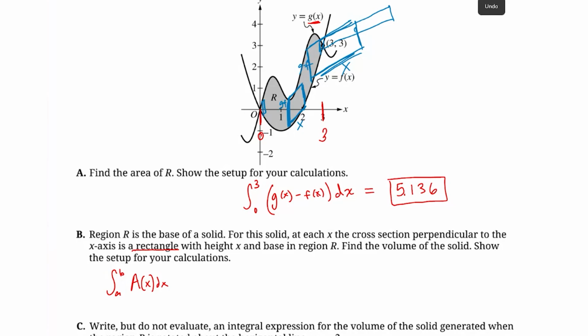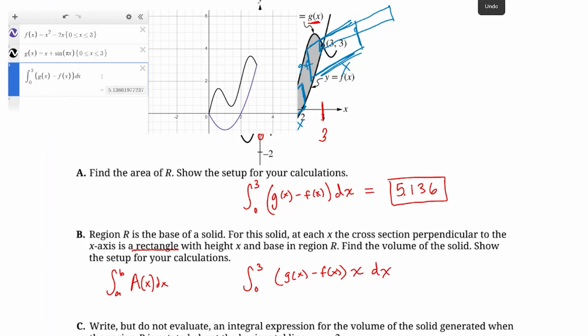So anyway, each one of these little cross sections is a rectangle, and the way we calculate the area of a rectangle is base times height. So we're going to have the integral from 0 to 3 of the base times height, where the base is g of x minus f of x, and the height is just x. So we just want to multiply that by x, and of course we have our dx. So that's what we're going to type into Desmos. It's very similar to the one we just did, so I'm just going to copy paste here and multiply that factor by an x. Okay, there we go.